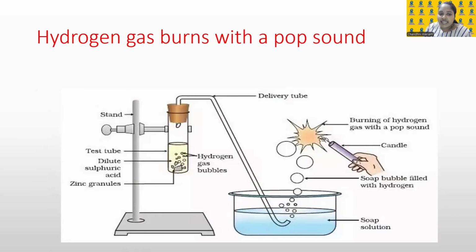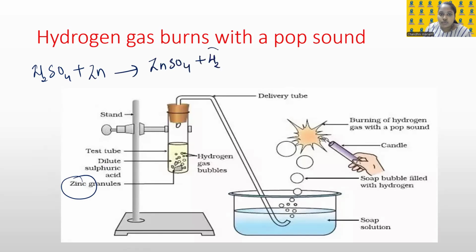For this, we are taking dilute sulfuric acid. What is that? That is H2SO4. And inside that, we are putting zinc granules. We have already seen the reaction here: H2SO4 and zinc react together to give zinc sulfate and hydrogen. We want to prove that the gas evolving is hydrogen. When you put zinc granules into the sulfuric acid, you can see certain bubbles evolving. That bubble is a kind of gas.